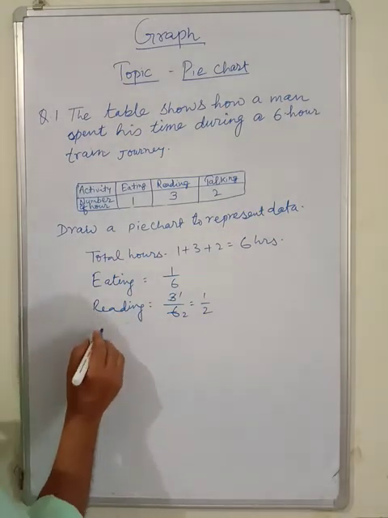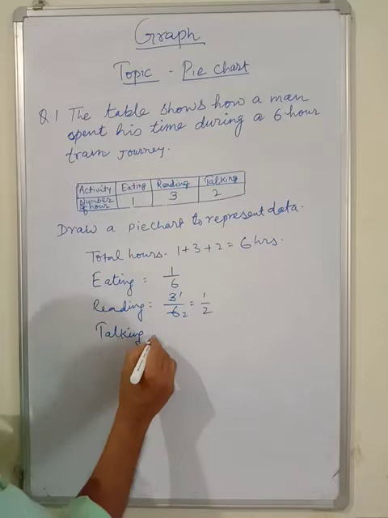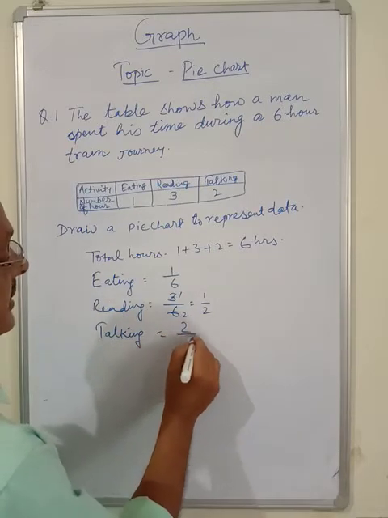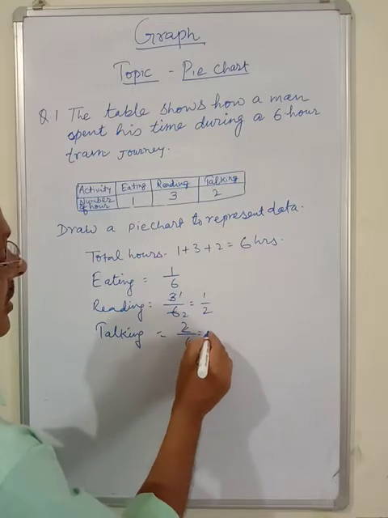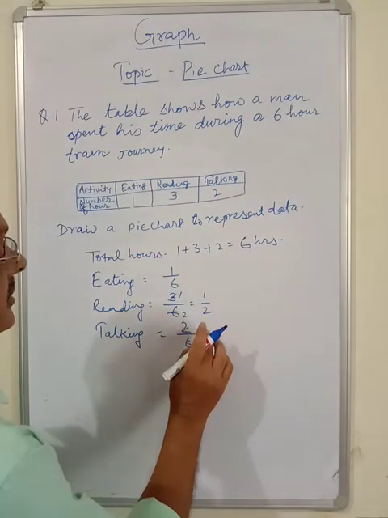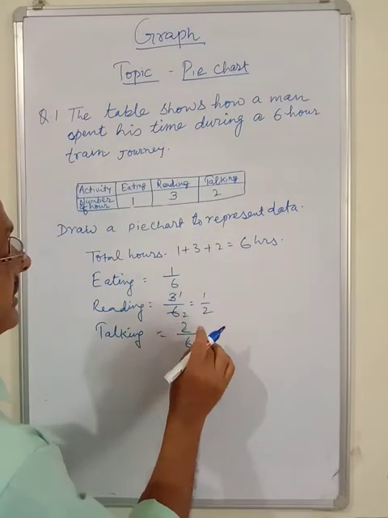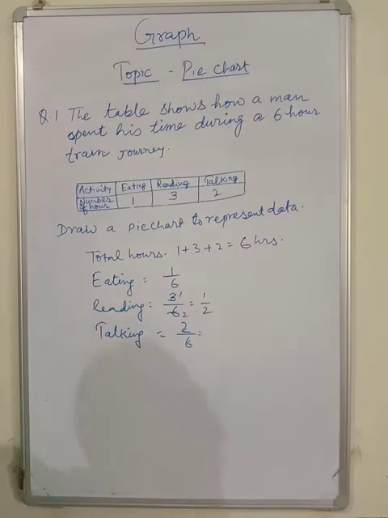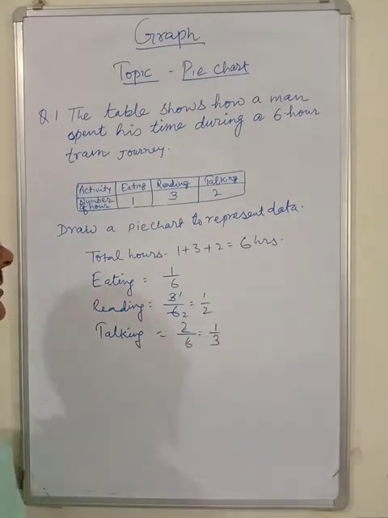Now talking. 2 by 6. This will be 1 by 2 parts. 2 by 6 total. This will be 1 by 3.